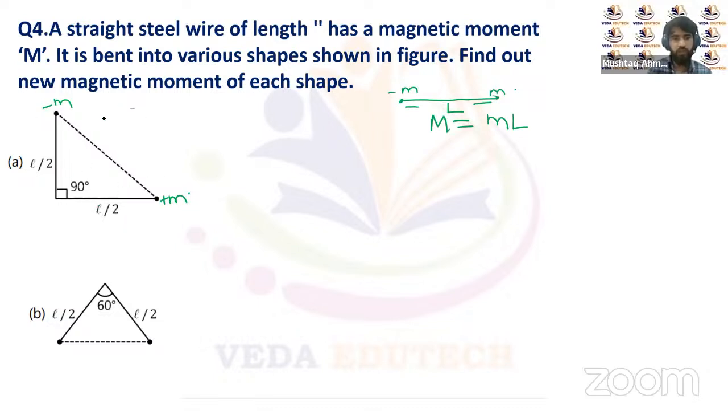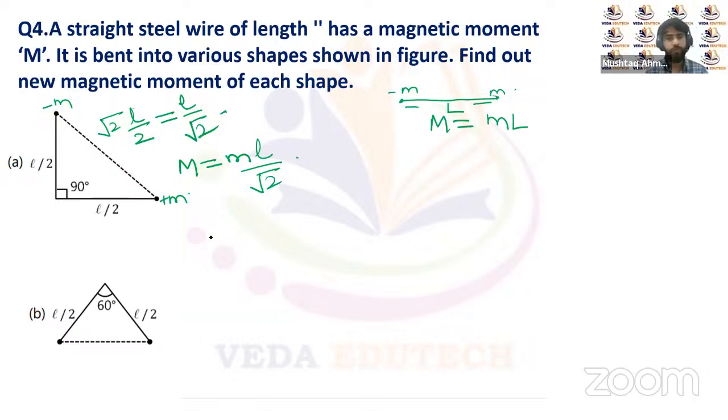If this is L by 2, this is L by 2, then this has to be root 2 L by 2, which is equal to L by root 2. So this will be the value of the distance between the negative pole of this magnet and the positive pole of this magnet. The magnetic moment will be the strength of the magnetic pole multiplied by the distance between the two poles, that is L upon root 2. So this will be the new magnetic moment.